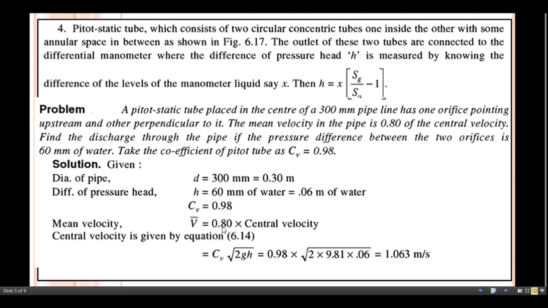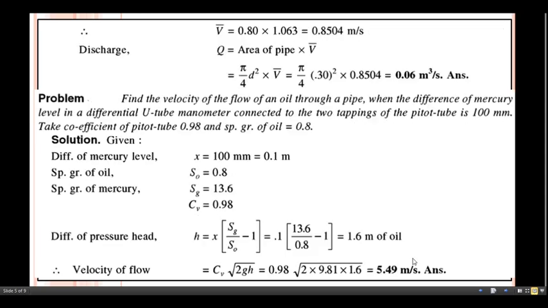Then the mean velocity is nothing but the product of 0.8 and the central velocity. This information is given. So the central velocity is given by the relation Cv into square root of 2gh. Cv is 0.98, g is 9.81 and h is 0.06. Doing the calculation, we get 1.063 meter per second.